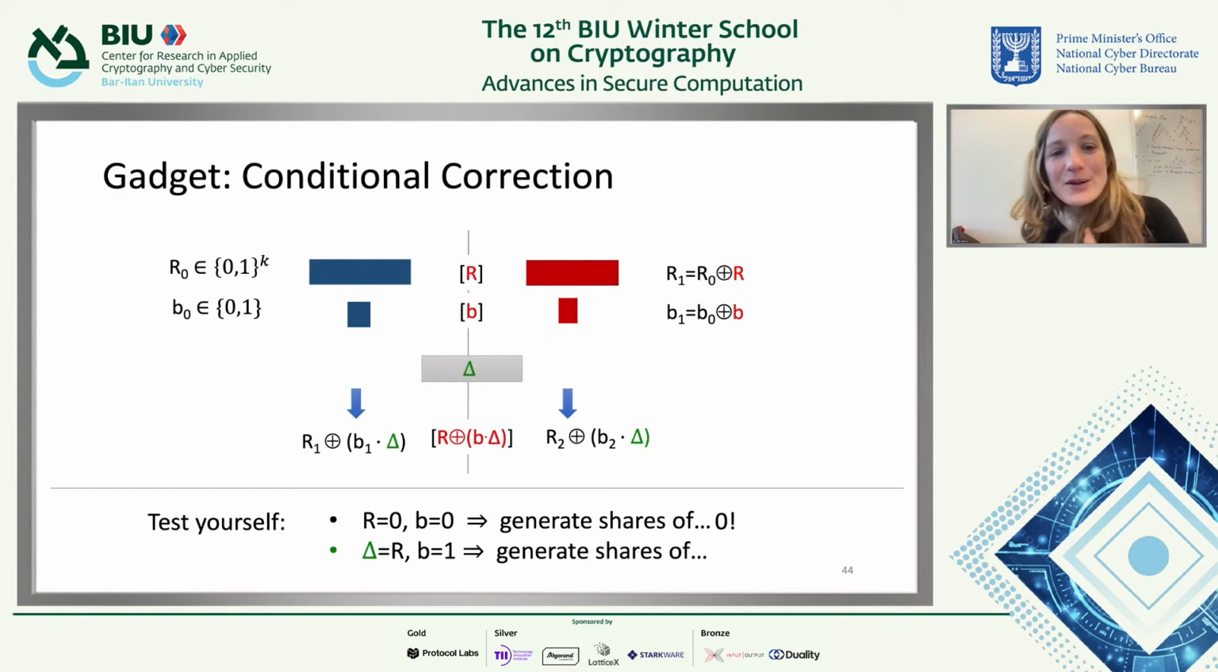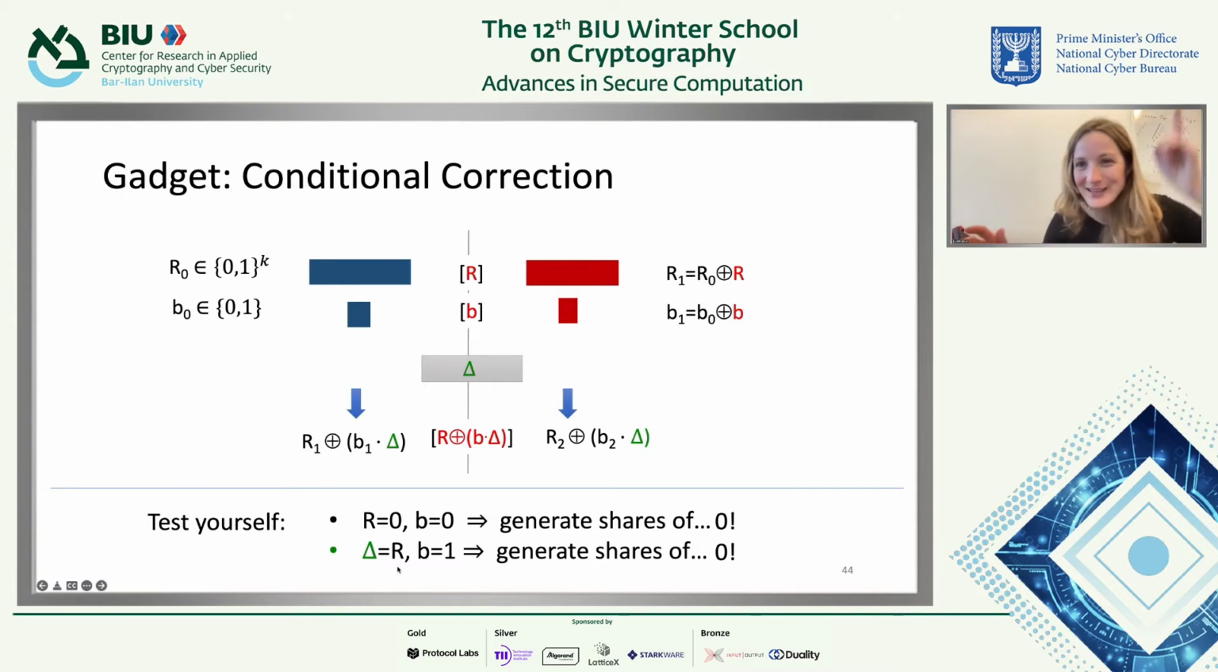Now, slightly interesting. Suppose that B is equal to 1 and delta is equal to R. What do we get? Shares of, okay, so I have R plus 1 times delta. This is going to be R plus delta. But if delta is equal to R, I'm again getting secret shares of 0. Okay, and this is the interesting progress.